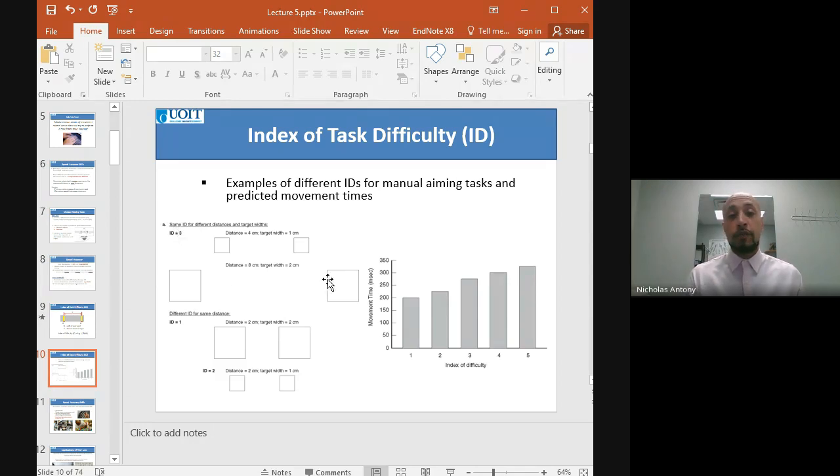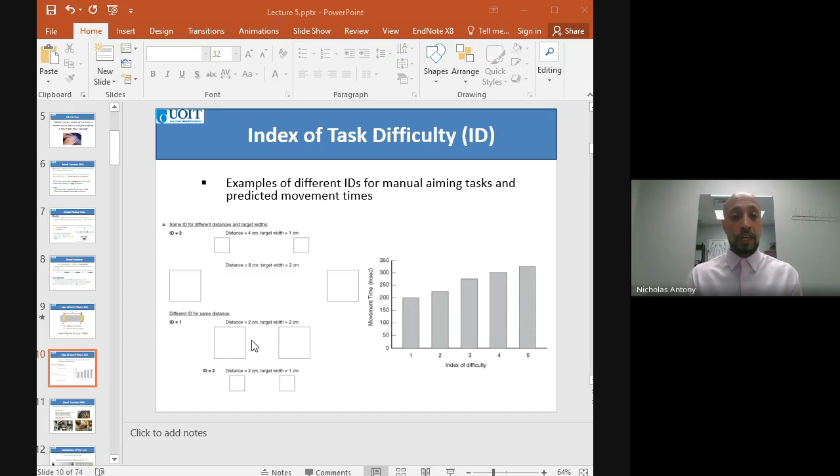Now watch this. If we take the targets and increase the size to 2 centimeters, so see how these targets are bigger, but they're further apart. They are 8 centimeters apart from each other. If you plug those numbers into the equation, it also gives us an index of difficulty of 3. So based on that equation, these two target size difference ratios would equal the same difficulty in terms of our motor control.